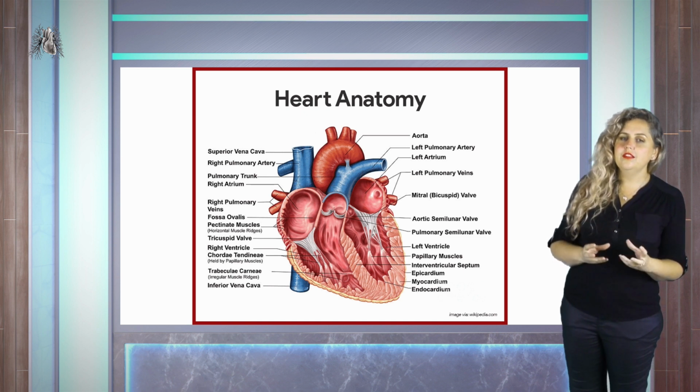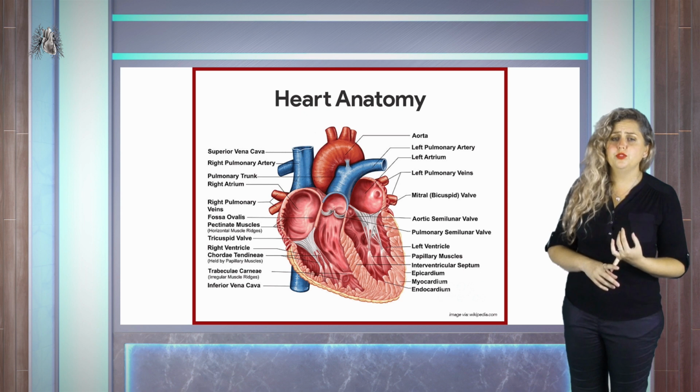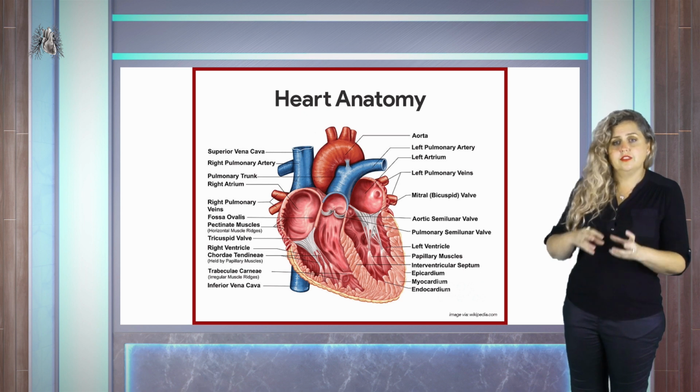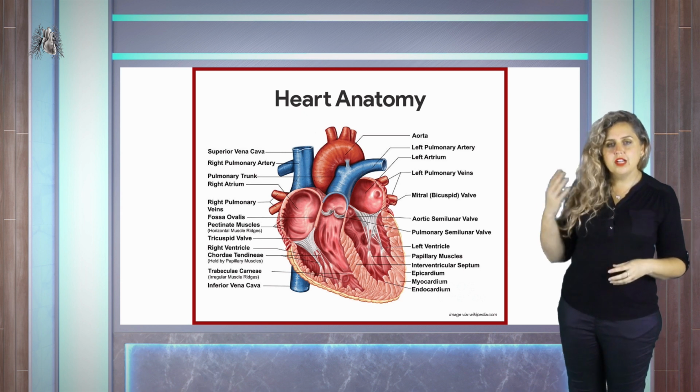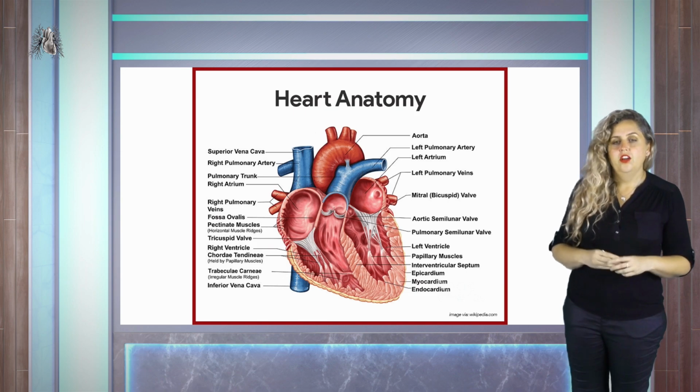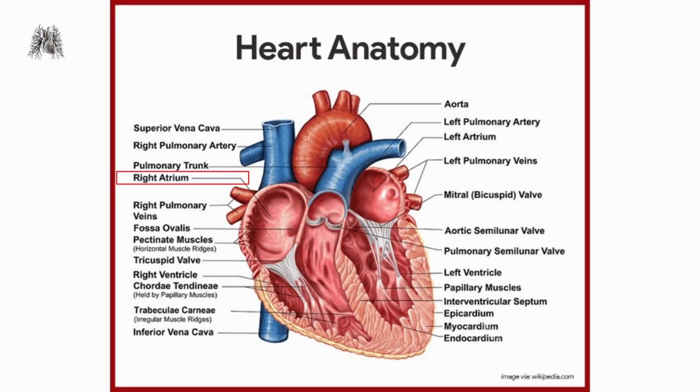Remember, also within the right atrium, we've got a sinoatrial node, and the conduction system starts here. We'll cover that in another module. Okay, so now we've got deoxygenated blood in our right atrium. It needs to travel down to the right ventricle over there. And how does it do that? It goes through a valve.